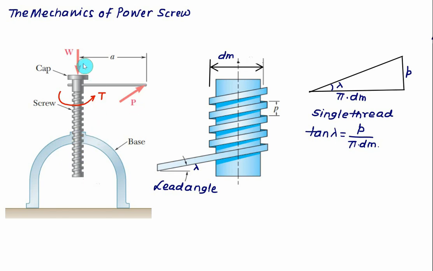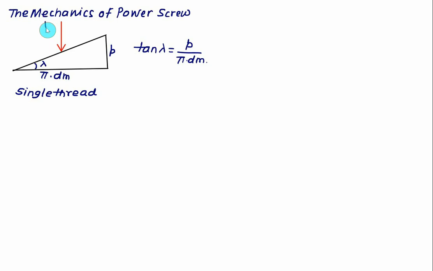So we'll consider here a point load acting in a downward direction, which will be represented by a block here. We'll develop one more FBD, where the weight W is acting in a downward direction. We apply the force in a horizontal direction equal to P. The normal reaction will act perpendicular to the plane of the thread. Here the force P is applied horizontally to raise the load W, and the friction force acts parallel to the plane of the thread, that is along the lead angle lambda. And we have a normal reaction which is perpendicular to the plane, equal to N.